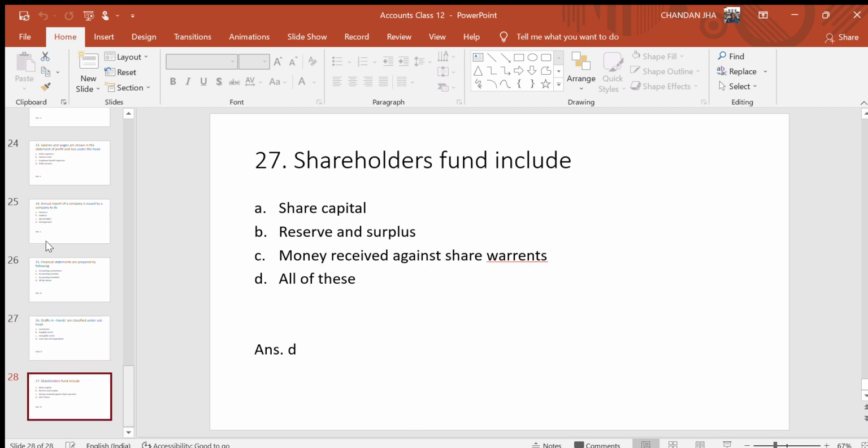Question 27. Shareholders fund include share capital, reserve and surplus, money received against share warrants. D, all of these. The correct answer is D, all of these.